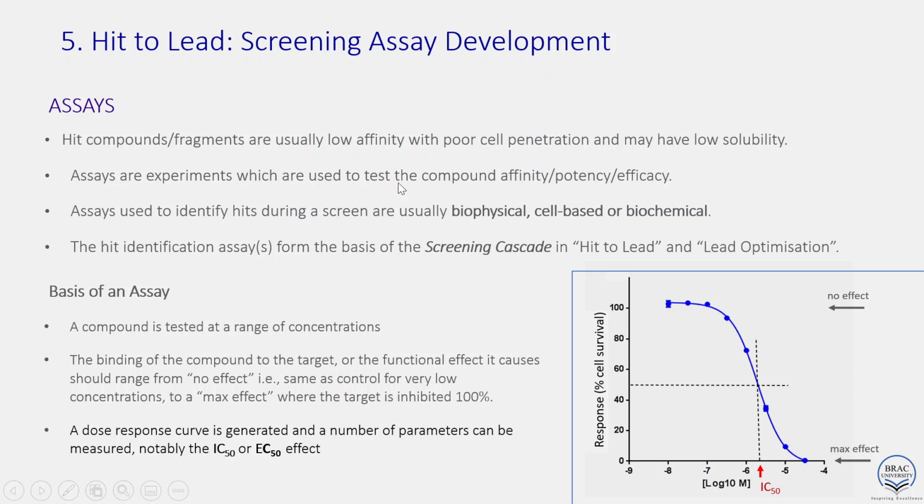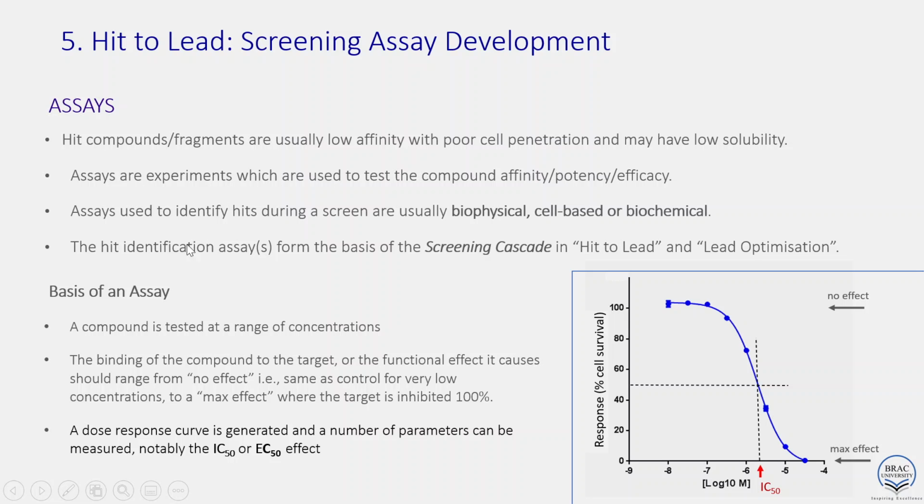Assays mainly test the compound's binding affinity or potency. We can also extrapolate potency with those assays, and we can also see efficacy. The types of assays we mainly use are biophysical assays, cell-based assays, or biochemical assays. We talked about biochemical and cell-based assays earlier, but in the next slides we will learn these three types of assays in detail.